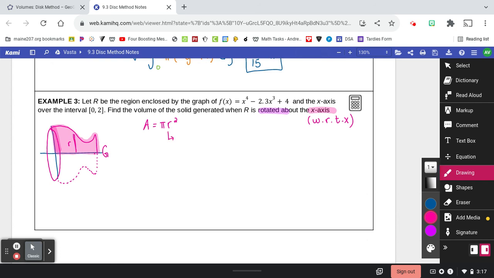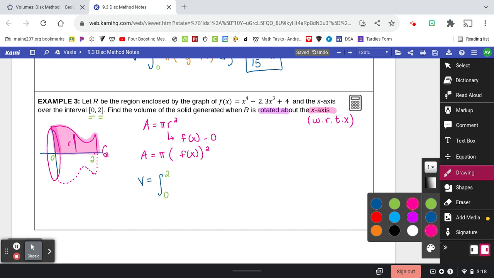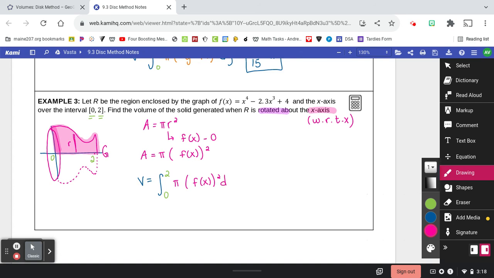R is going to be top minus bottom. So in this case, that would be f of x minus 0, which means my area formula is pi times f of x squared. My volume is going to be the integral from my beginning x value, which is 0, to my ending, which is 2. And I know that because it gave me the bounds of the region in the directions. And in here, I'm going to have pi times f of x squared dx. When I actually type that in on my calculator, it's going to give me the answer 50.329 as my volume.